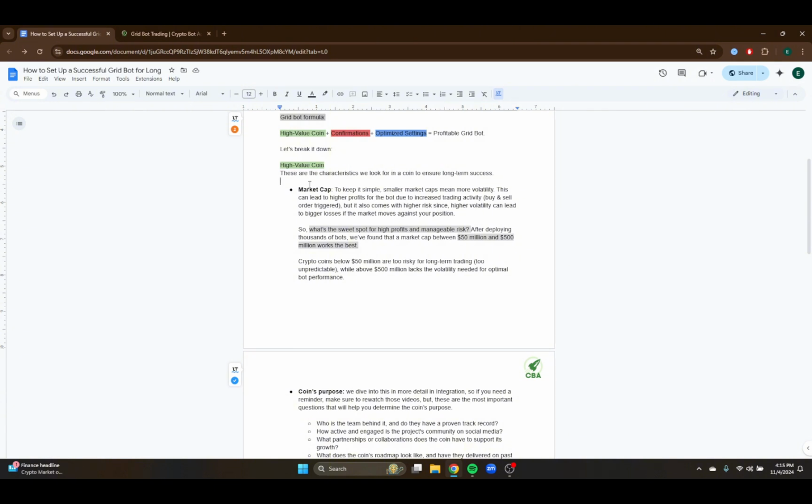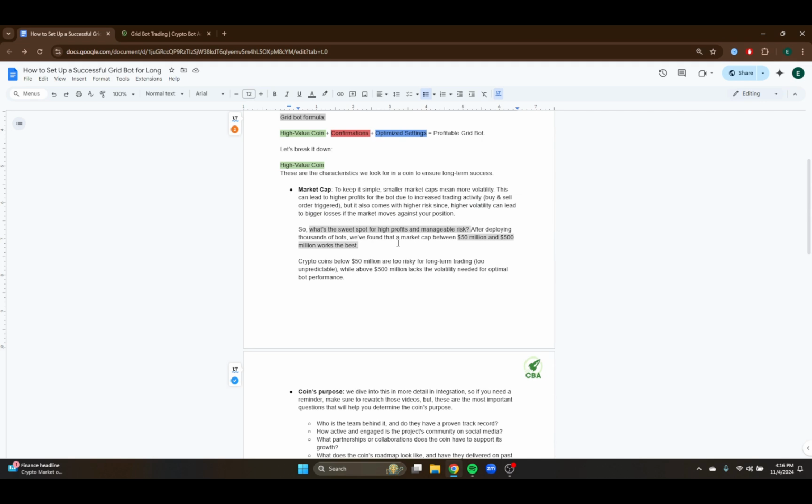So first, market cap. To keep it simple, a smaller market cap means more volatility. This can lead to higher profits for the bot due to increased trading activity. So as you probably know, the more volatility a cryptocurrency has, the more the bot is going to be able to trigger buy and sell orders. But it also comes with higher risk. Higher volatility can lead to bigger losses if the market moves against your position, right?